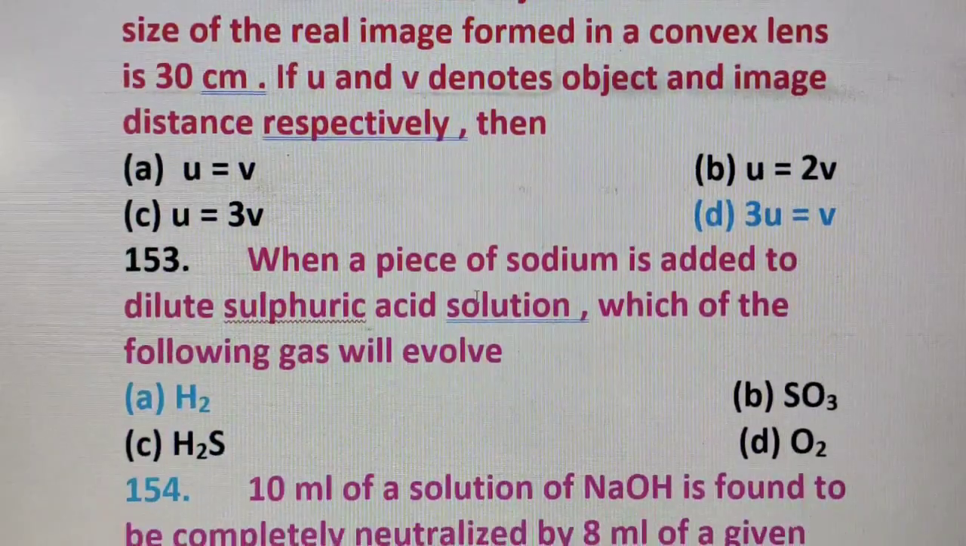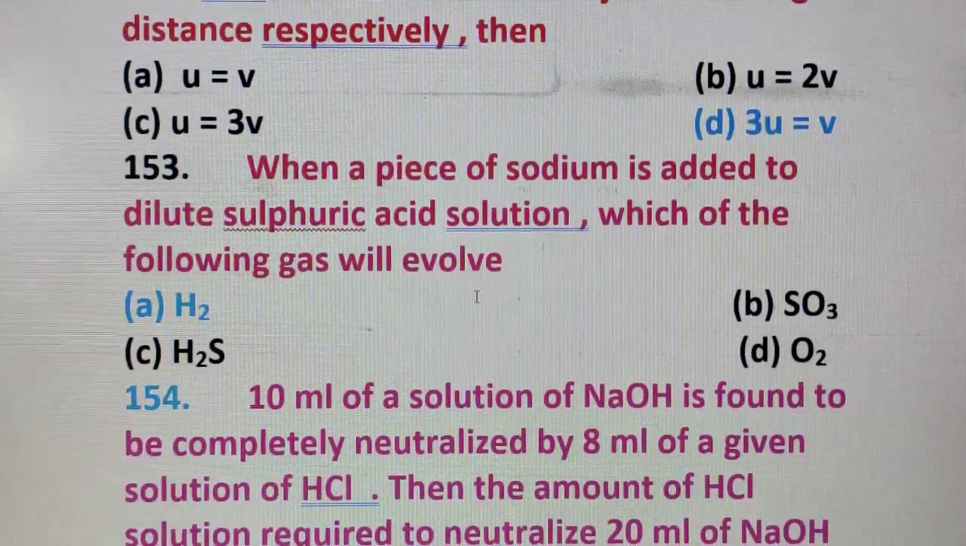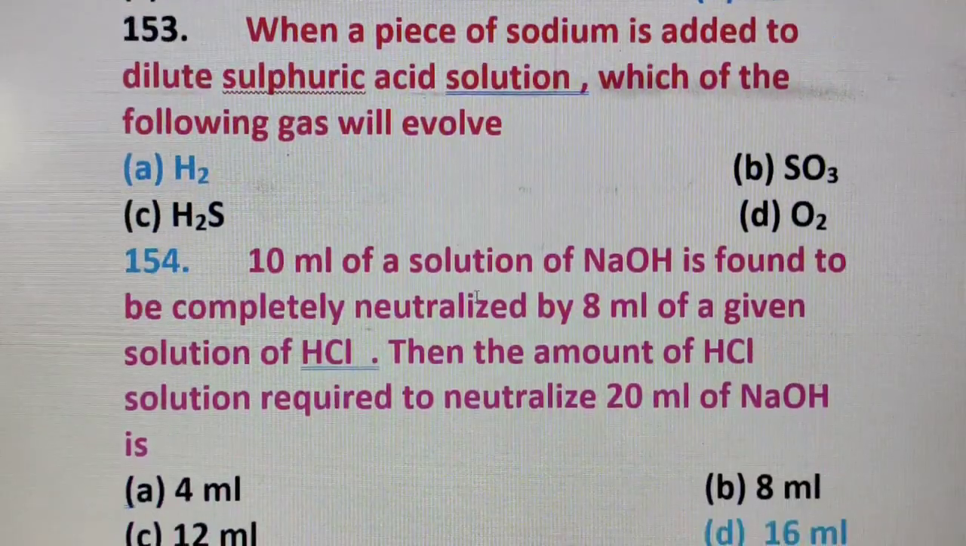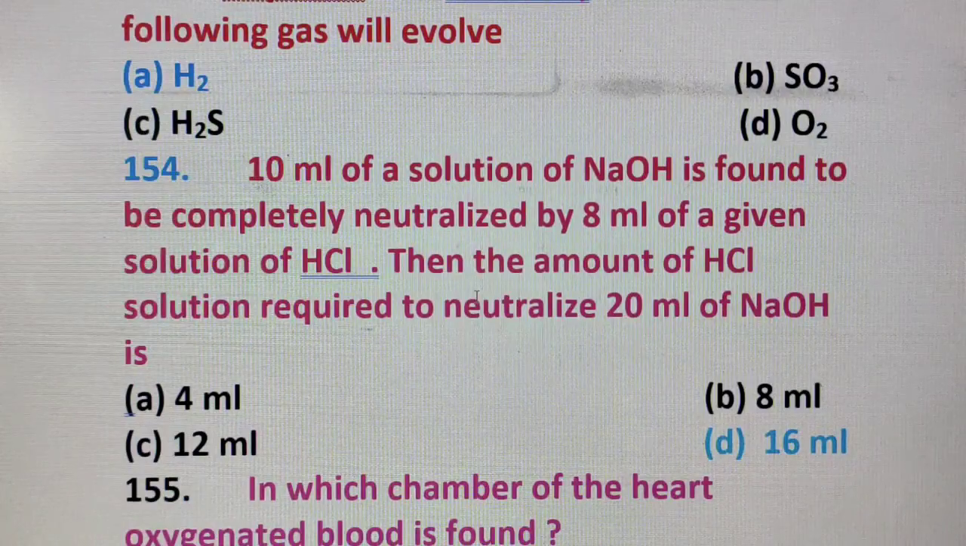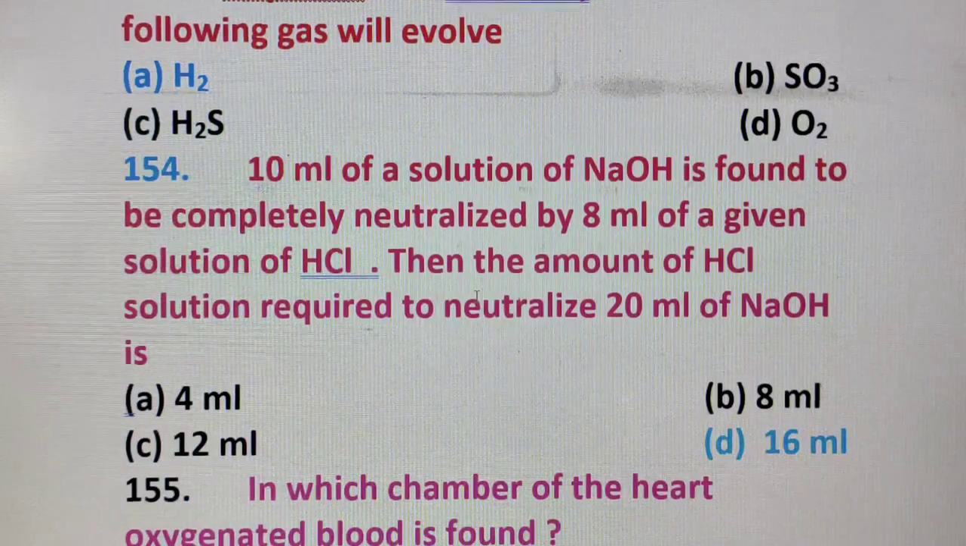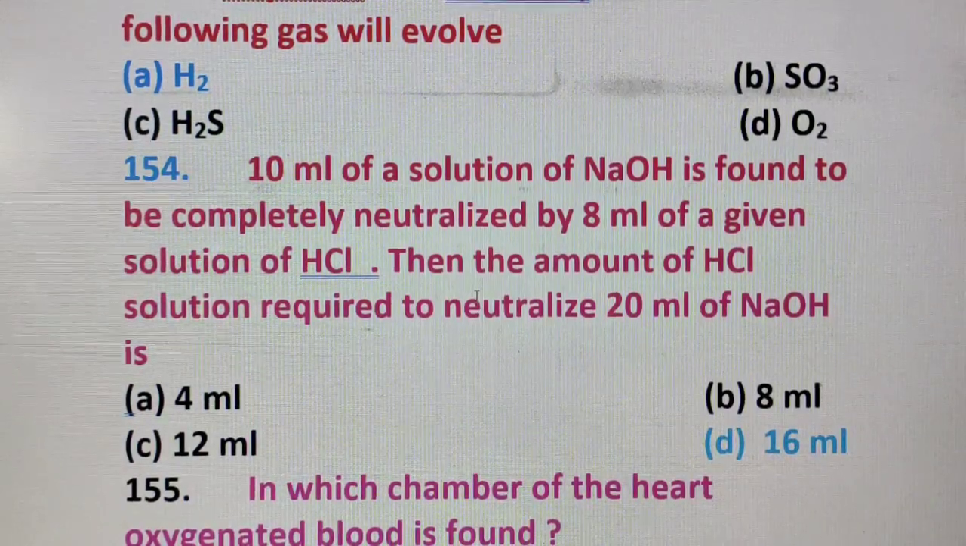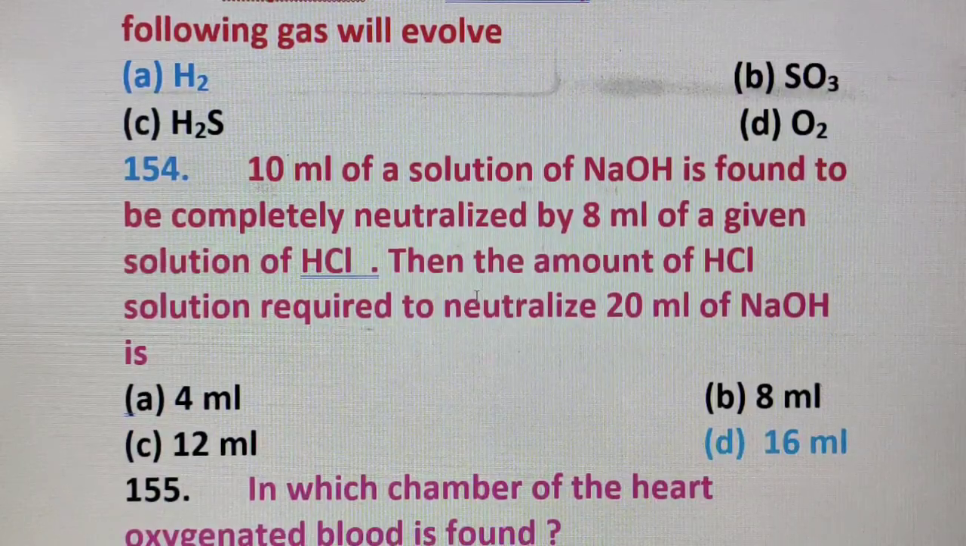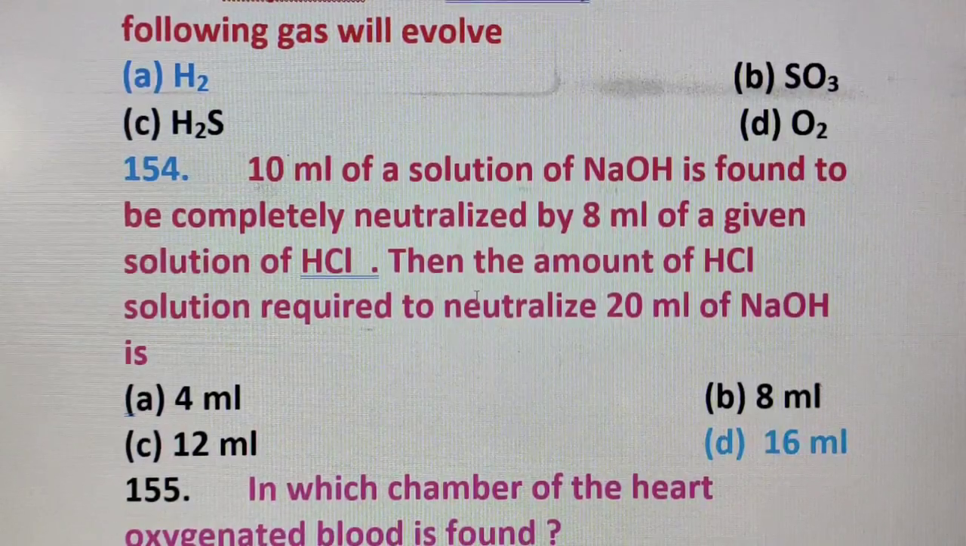When a piece of sodium is added to dilute sulfuric acid, which of the following gases will evolve? Hydrogen gas. 10 ml of a solution of sodium hydroxide is found to be completely neutralized by 8 ml of a given solution of hydrochloric acid. 10 ml of sodium hydroxide, that is base, 8 ml of hydrochloric acid. The amount of hydrochloric acid solution required to neutralize 20 ml of sodium hydroxide: here 10 for 8, so 20 for 16 ml.